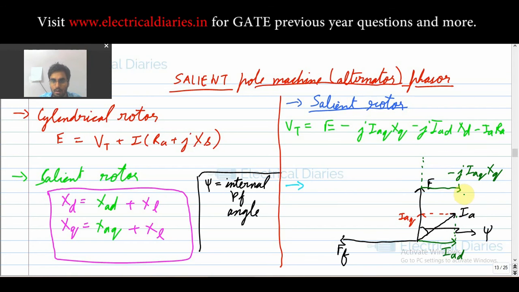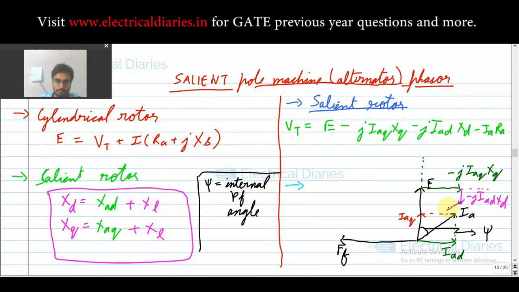Now you have to again subtract minus j IAD XT. Your IAD is in this direction, and you have to subtract, that is your minus j, so you will move again clockwise by 90 degrees. So this will be your minus j IAD XT. Now again you have to subtract IA RA, so your minus IA RA will be in phase with IA but opposite, that is in this direction. So it will come out this way.